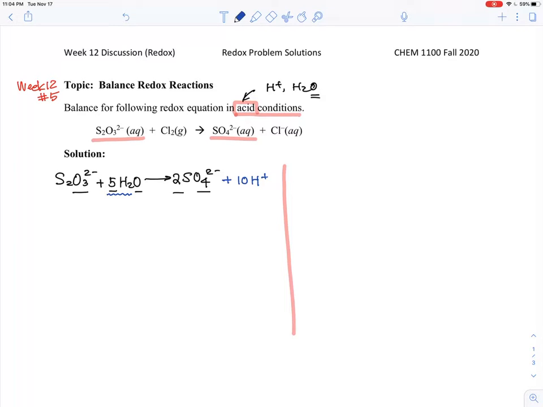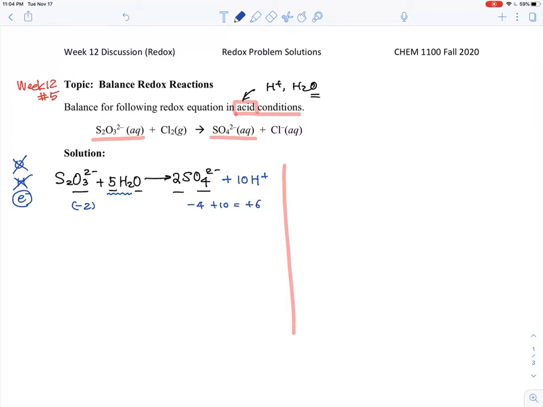Okay, so far so good. I'm done with oxygen and I'm done with hydrogen. Now let's look at the charge balance using the electrons. This is a -2 ion on the left, and on the right there are 2 of them, so there will be -4 plus 10, so there will be a +6. Therefore, to match that, you need to make the 6 become -2.